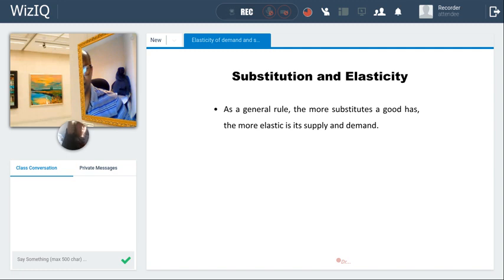You can either have substitutes or complements. For example, you need a TV and you need a TV remote. What are they called? Complementary goods, that's it, exactly.